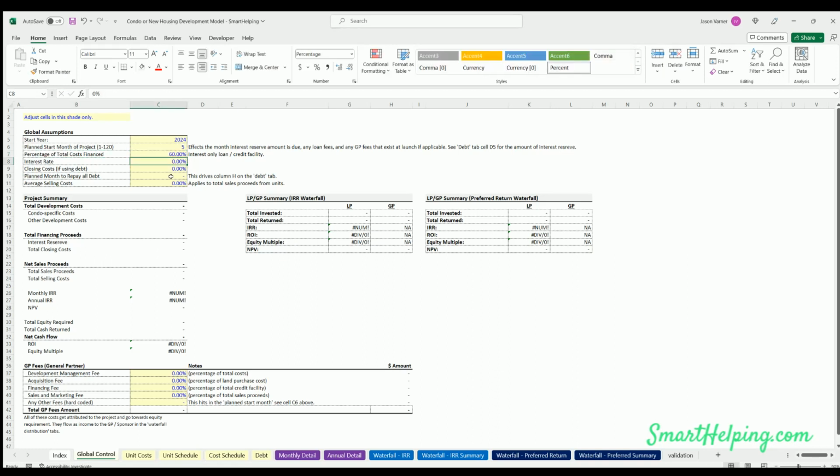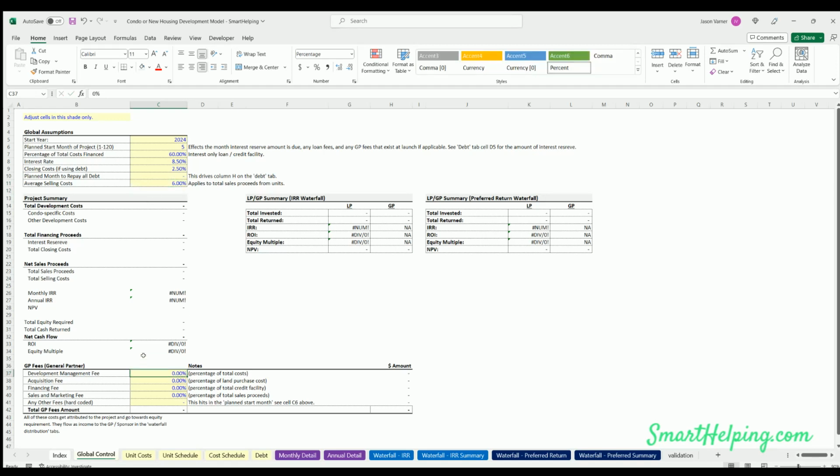Maybe interest rate of it's interest only, maybe 8.5%. Closing costs, maybe 2.5%. Planned month to repay all debt. This one will fill in after we fill out some of the other assumptions. Average selling cost fees, say maybe 6% when you sell the units.